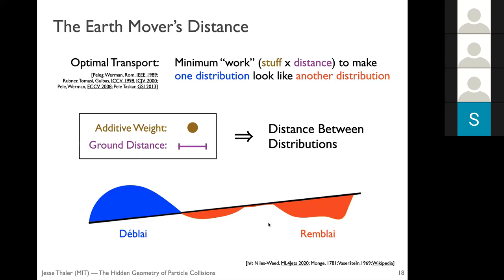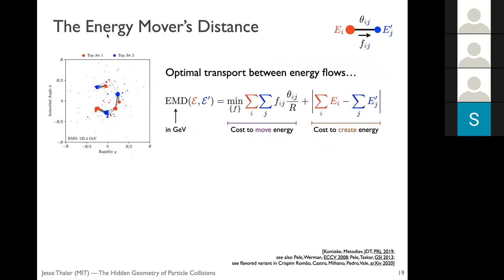So in the context of particle physics, instead of the Earth mover's distance, that is moving dirt around, here we want to move energy around, so the energy mover's distance. And we have to have an optimal transport between energy flows. So here are those same two red and blue jets that I showed you before. And now the black lines show you the optimal transportation plan for converting one jet into the other.